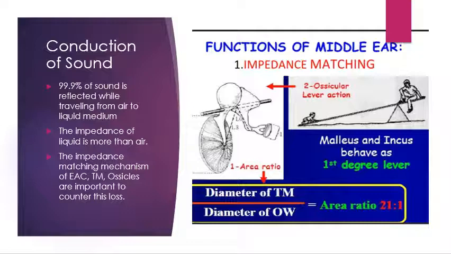Then conduction of the sound. 99.9% of the sound is reflected while traveling from the air to the liquid medium. This is because the impedance of the liquid is more than that of the air. So to counter this loss of the sound, we have the impedance matching mechanism of the external auditory canal, then tympanic membrane and the ossicles.